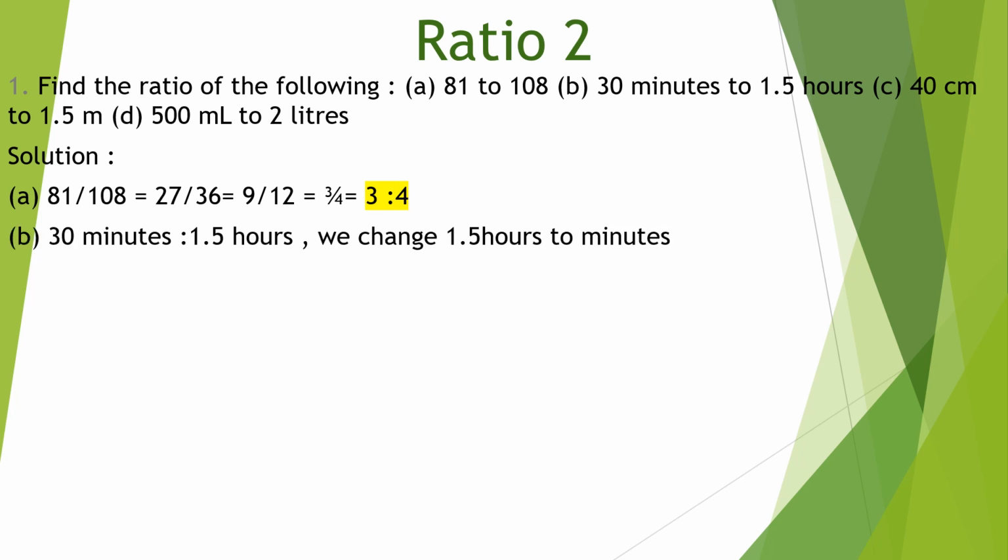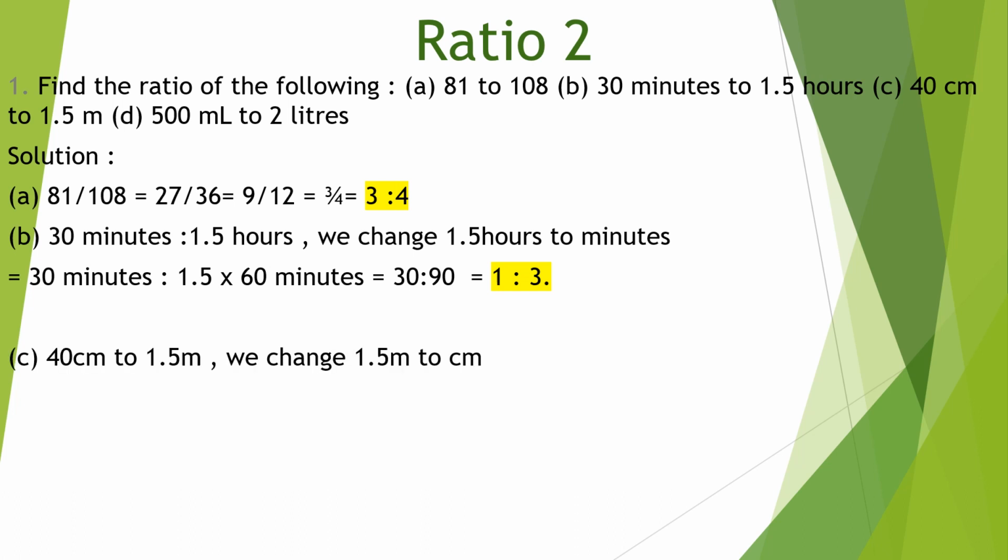Now we find the ratio of 30 minutes to 1.5 hours. Both should be in the same units. So we change 1.5 hours to minutes. 30 minutes is to 1.5 into 60 minutes will be 30 is to 90, that is 1 is to 3.